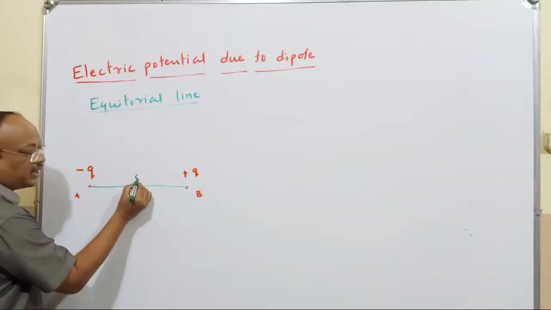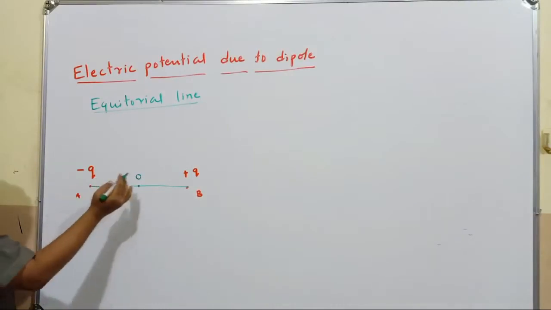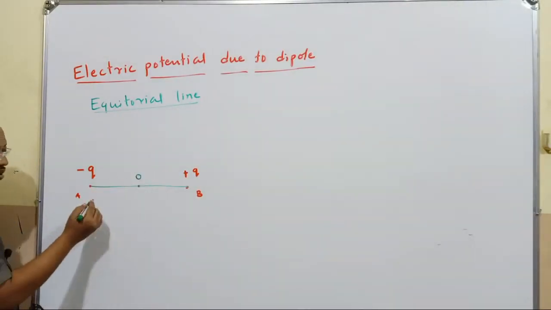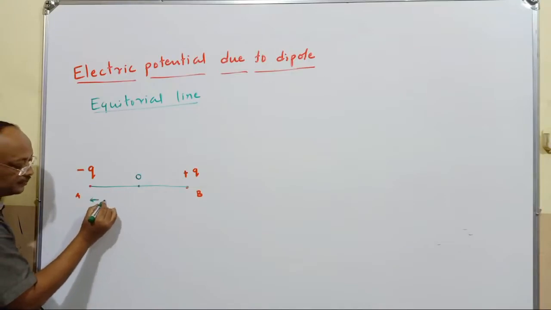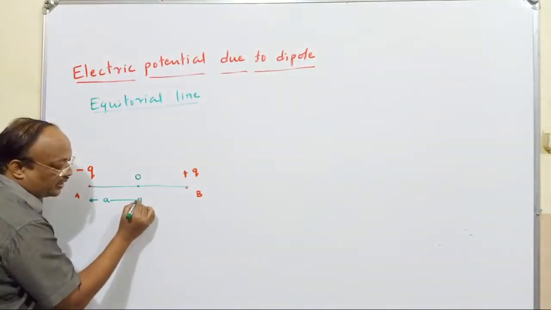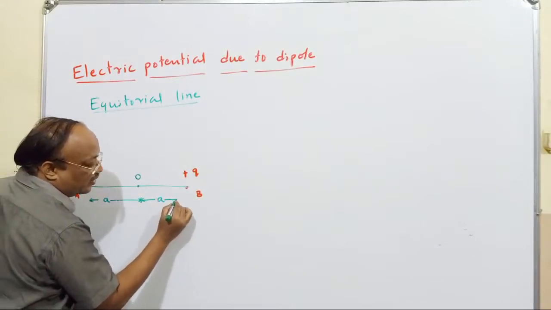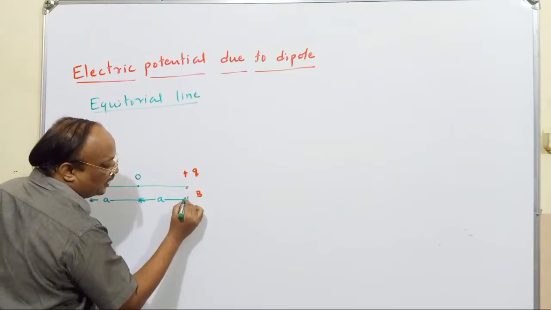So this is the center of the dipole. Since the dipole length is 2a, we have taken it as a from the center to each charge.